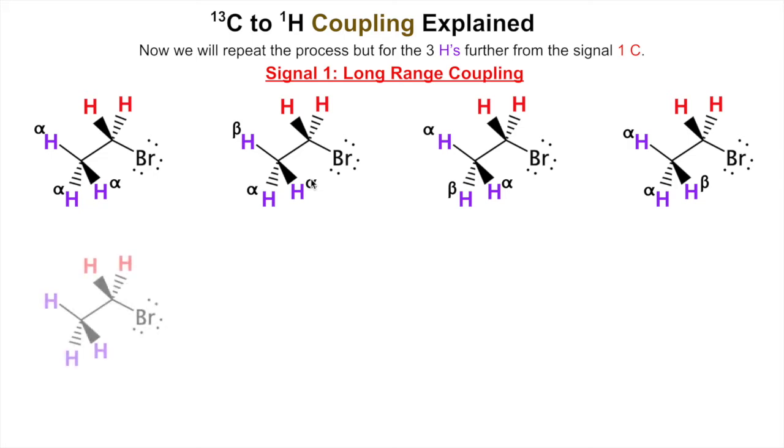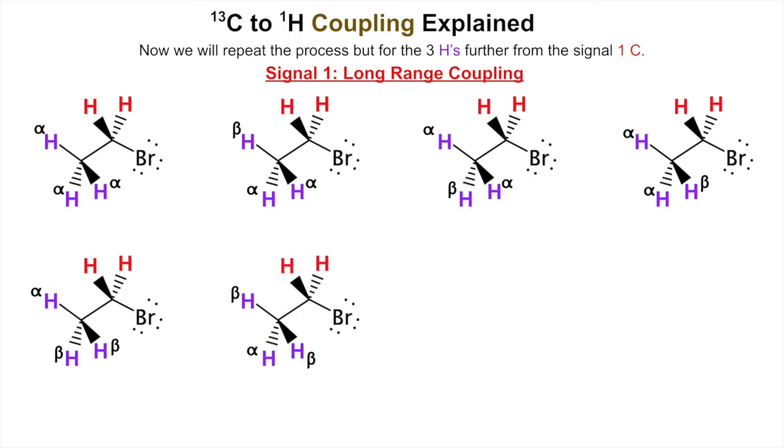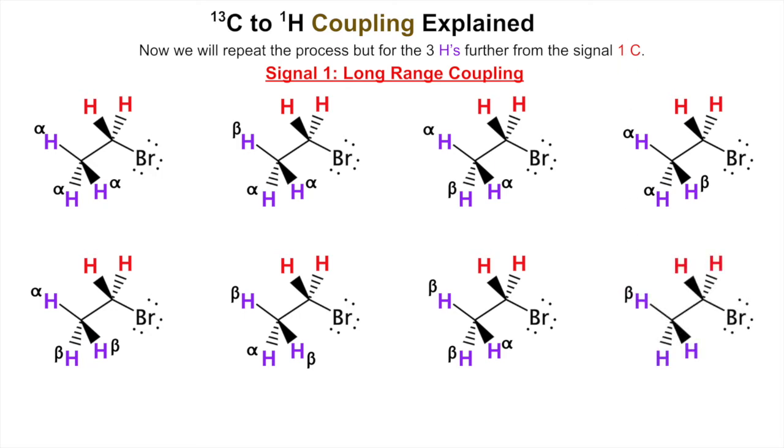But there's more. What if we have 2 betas and only 1 alpha? That 1 alpha can be in the plane there, or that 1 alpha could be dashed back. 2 betas and an alpha. Or finally, the 1 alpha could be wedged. So there's 3 combos of 1 alpha, 2 betas. And there's one more possibility for this 3 hydrogen neighbor set. Do you know what it is? I bet you guessed it. Beta, beta, beta. There we go.